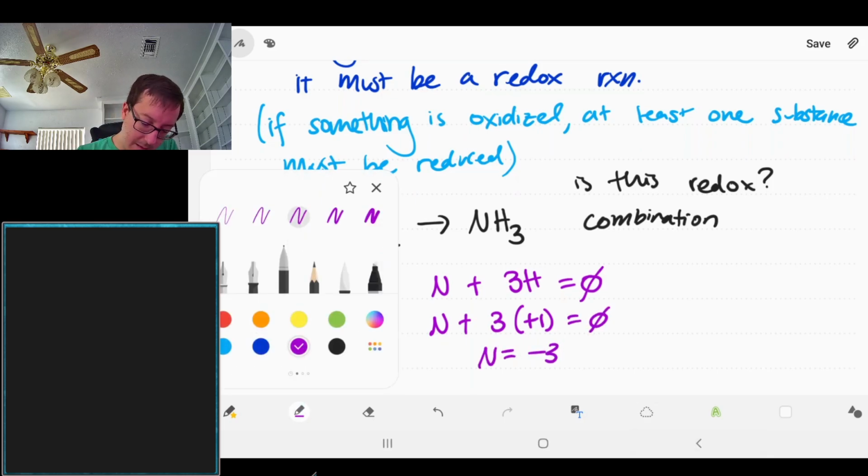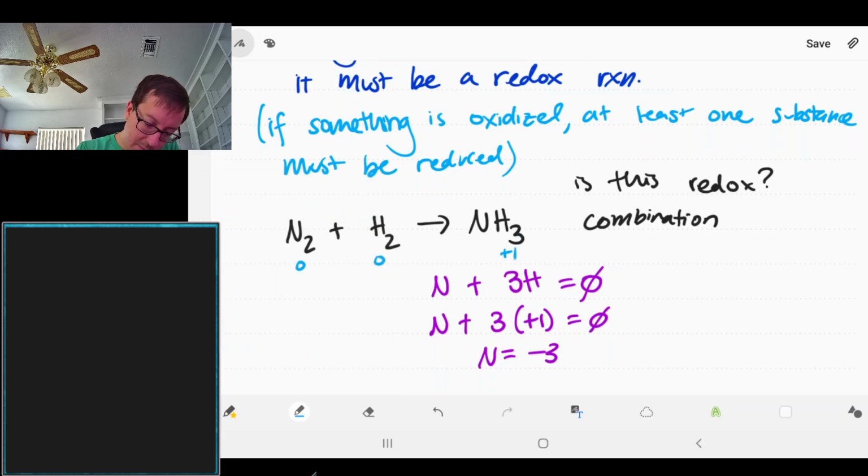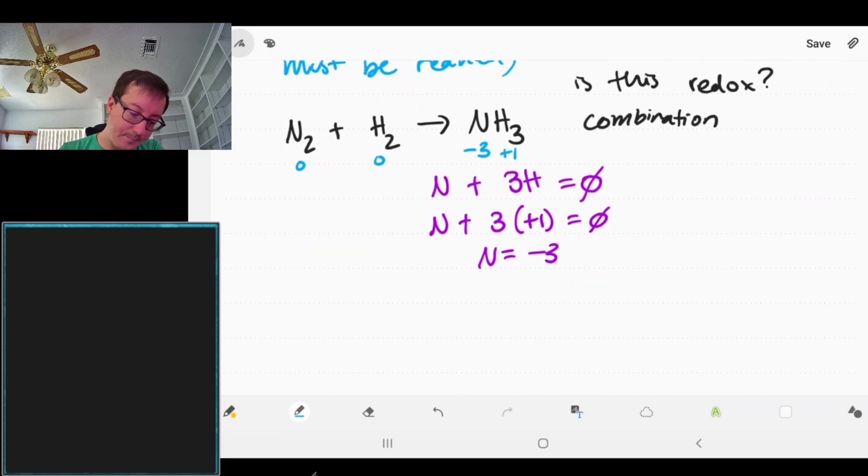So we get +1, -3. Remember, always report for one atom. Each hydrogen has an oxidation number of +1. So we are going to report it for that particular atom. We don't report +3 for the hydrogens, even though there are 3 of them. We say it for one hydrogen. Each hydrogen is +1 for oxidation number purposes.